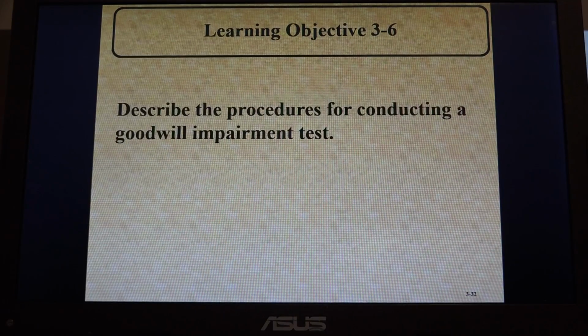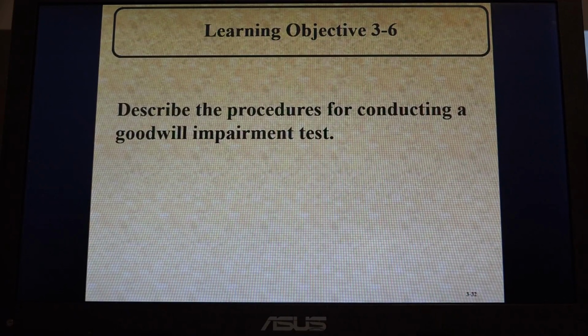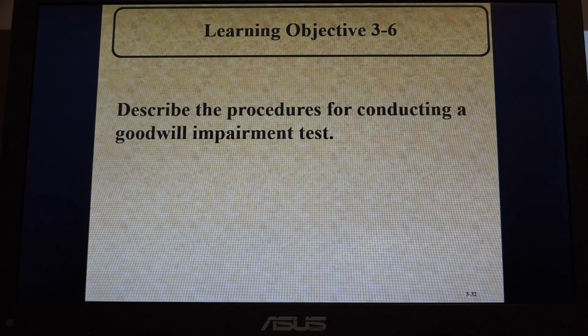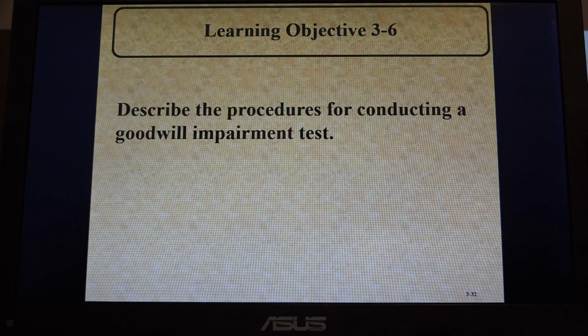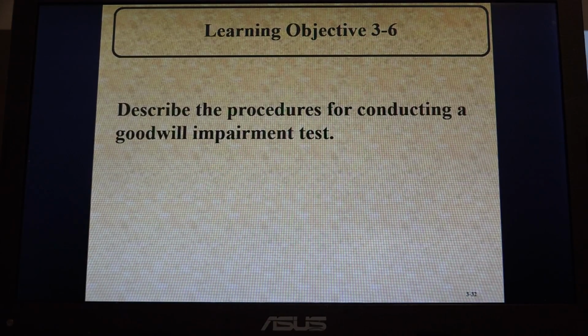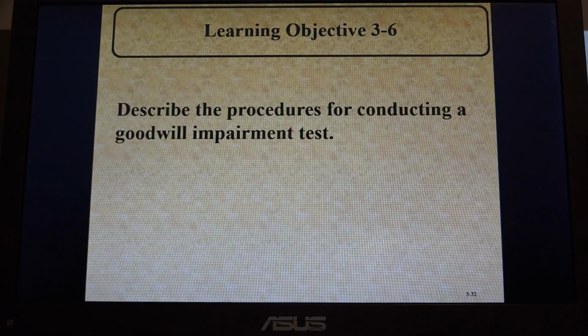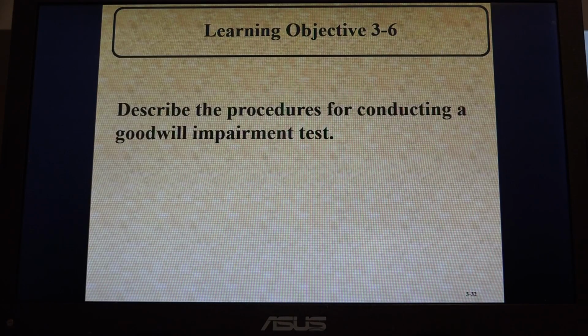All right, so now we want to talk about goodwill impairment. FASB requires that if you carry goodwill, you have to test for impairment of that goodwill every year to determine whether or not goodwill has indeed been impaired.